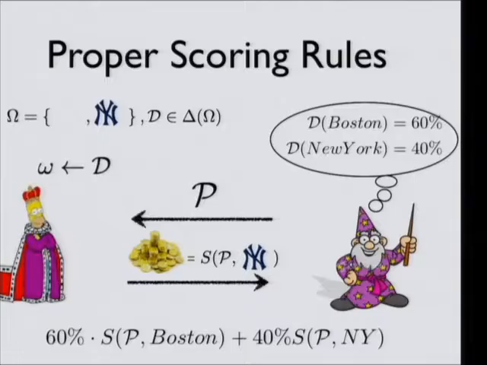And Merlin being rational means that he maximizes his expected utility. So probability that Boston wins times his reward if Boston wins, plus probability New York wins times his reward if New York wins. And he chooses his action P to maximize his reward, and the desirable property is that he chooses his prediction to be the true distribution. And that's what it means for a scoring rule to be strictly proper or truthful.